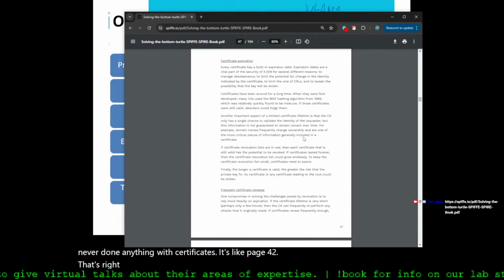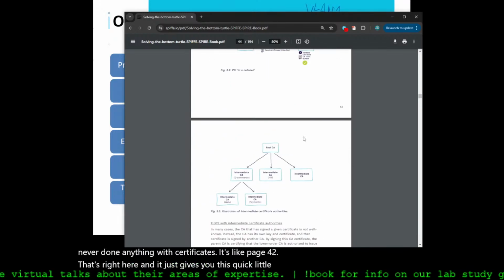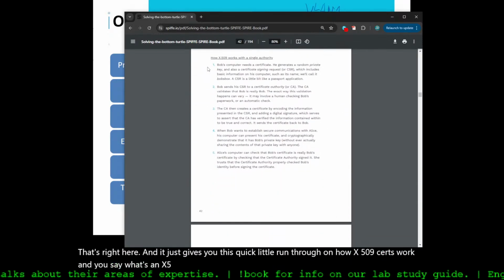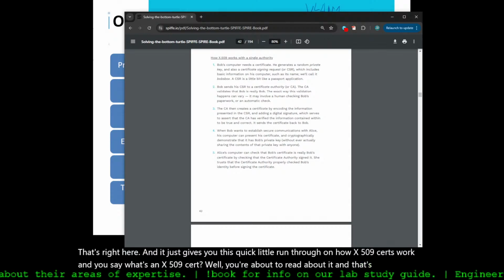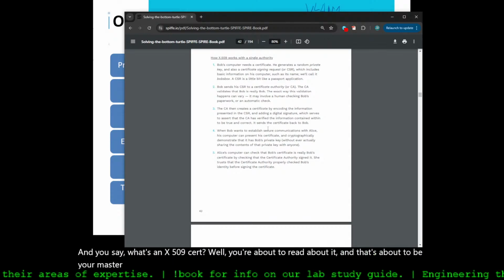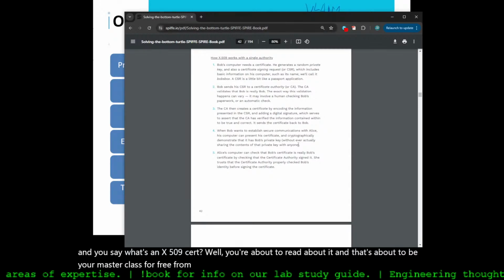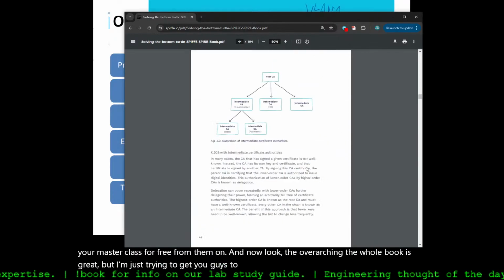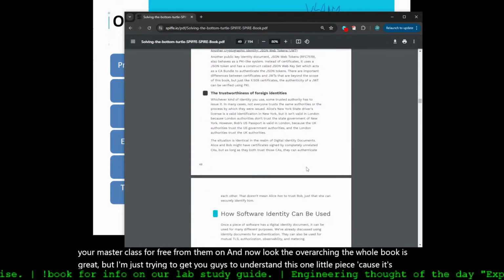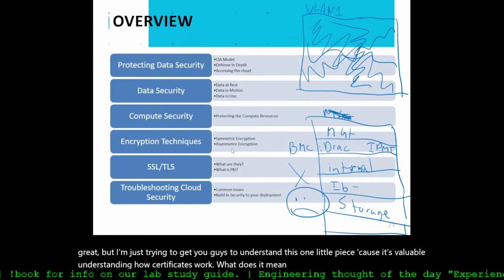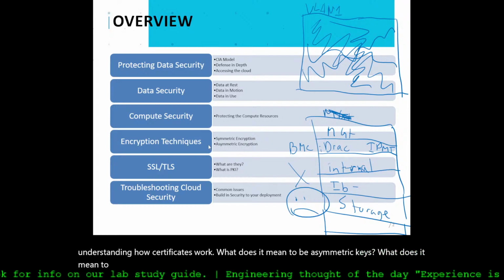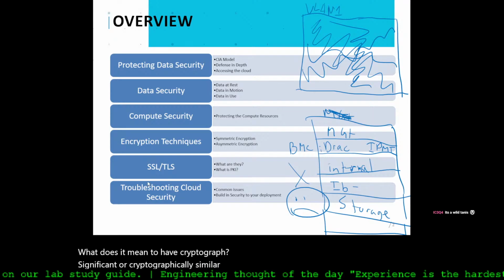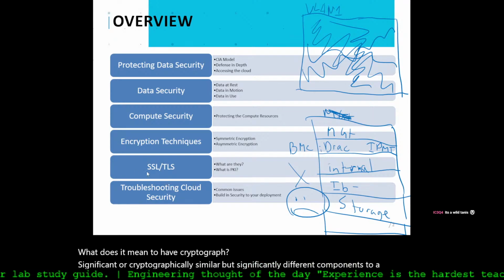That's right here. And it gives you a quick run through on how X509 certs work. And you say, what's an X509 cert? Well, you're about to read about it. And that's about to be your master class for free from them on. Now look, the whole book is great. But I'm just trying to get you to understand this one little piece because it's valuable. Understanding how certificates work. What does it mean to be asymmetric keys? What does it mean to have cryptographically similar but significantly different components to a key? So there you go. All right.